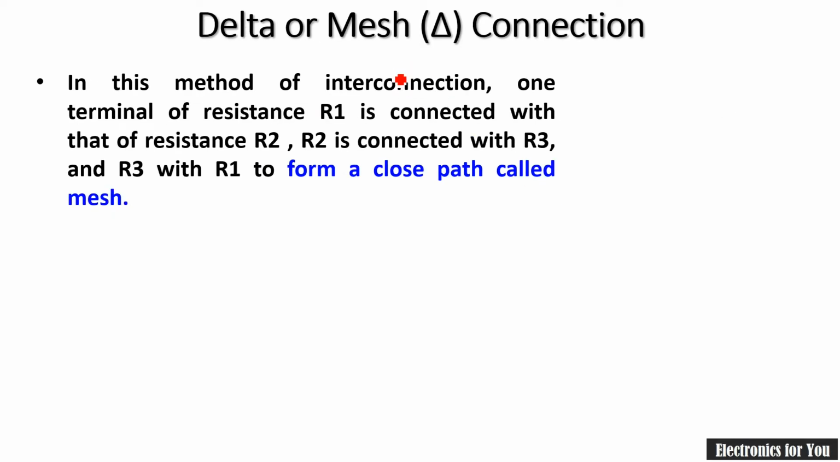Now let us see what is the delta connection. So delta connection, as the symbol indicates, it is a closed loop. So we are having three resistances, and if they are forming a closed path, then such a network is called as the delta network, and it is shown here. So we are having three resistances R1, R2, R3. They are forming a closed path here, or we can call it as a mesh. So it is forming a mesh here, and this is our delta connection.